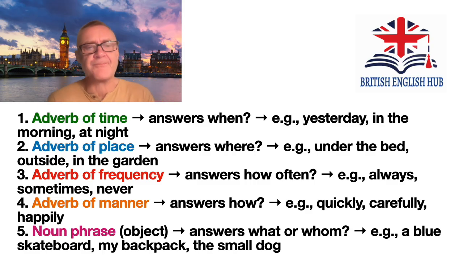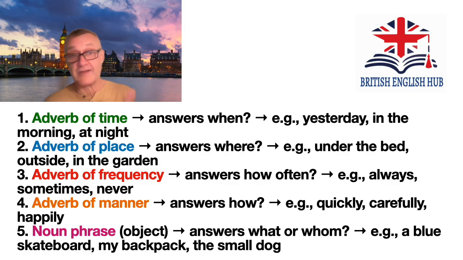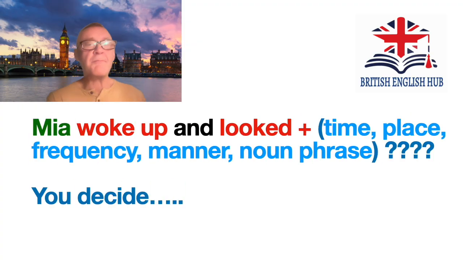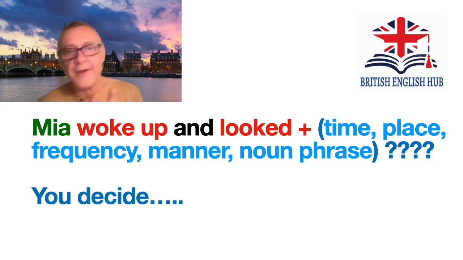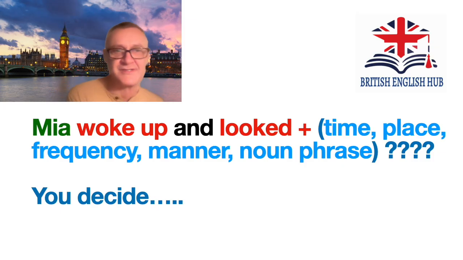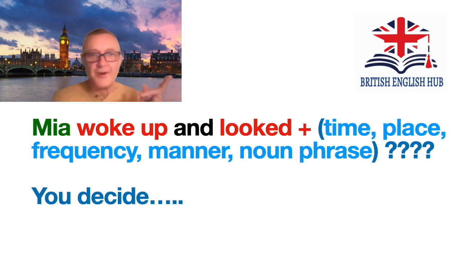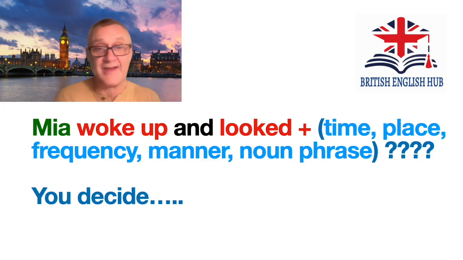So basically, noun phrases is what we normally put at the end of a sentence, and I'll give you some concrete examples as well, extra examples. So here we go. Mia woke up and looked. Now this is again our subject, our two verbs separated by an "and", and then we've got time, place, frequency, manner, or noun phrase. Now look at the previous slide, remind yourselves, and come up with a possible adverbial phrase in relation to what I've mentioned here. Okay, so you decide. Let's have a look at some examples.